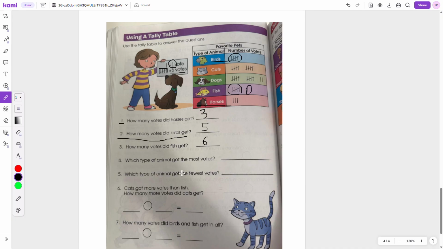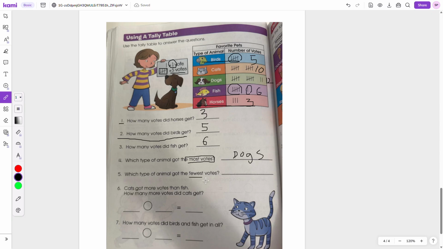Number 4, which type of animal got the most votes? When we look at the graph, birds is 5, and cats has 2 groups of 5, which represents 10, and dogs have 2 groups plus 2, so it'll be 12. And then fish we had 6, and horses we have 3. So when we look at these numbers, we have to find the largest, which represents the most votes. So it'll be 12, which will be dogs.